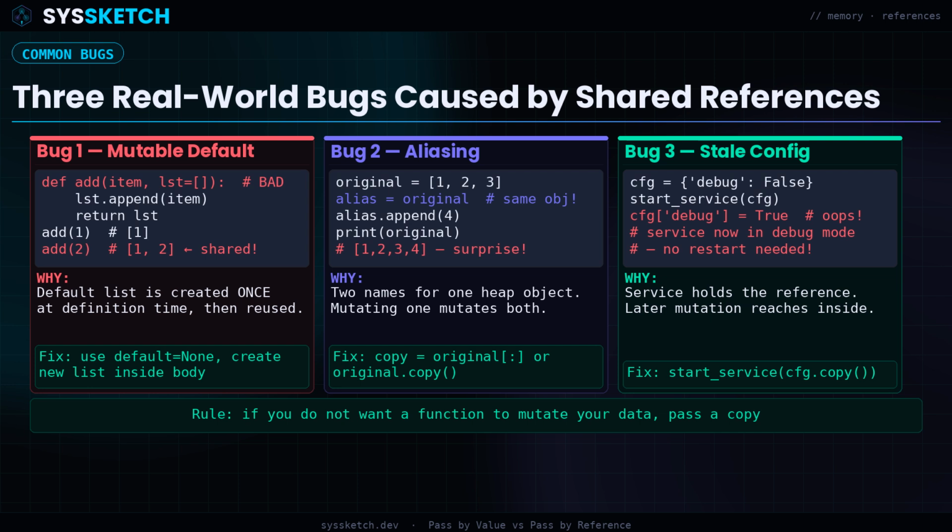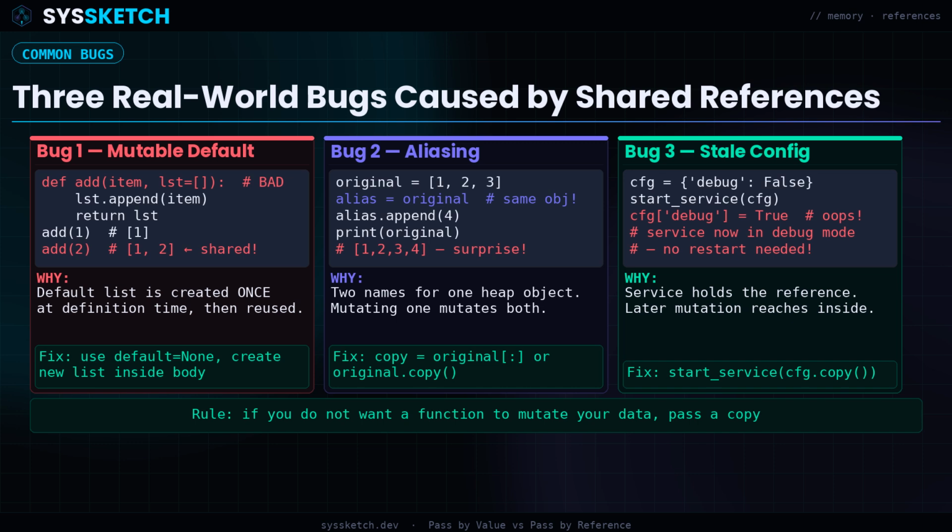Second, aliasing. When you write alias = original, you have 2 names for the same object. Mutating through alias mutates original. The fix is to copy, original[:] or original.copy(), or for nested structures, copy.deepcopy. Third, passing configuration dictionaries into services. If the service stores a reference to the dict and you mutate the dict later, the service sees the change without being restarted. Pass a copy to the service or use a frozen data structure. All 3 bugs have the same root cause: shared mutable state through references you did not realize you were sharing.